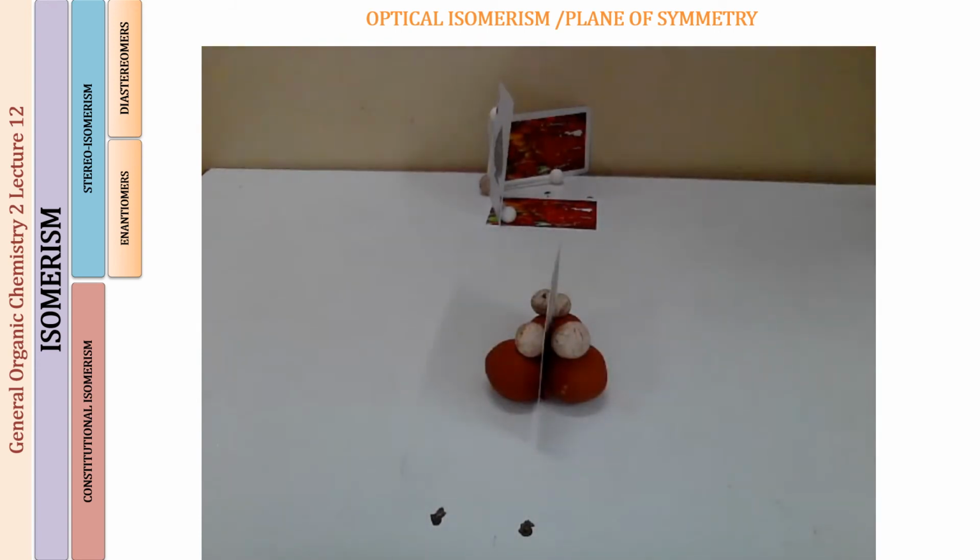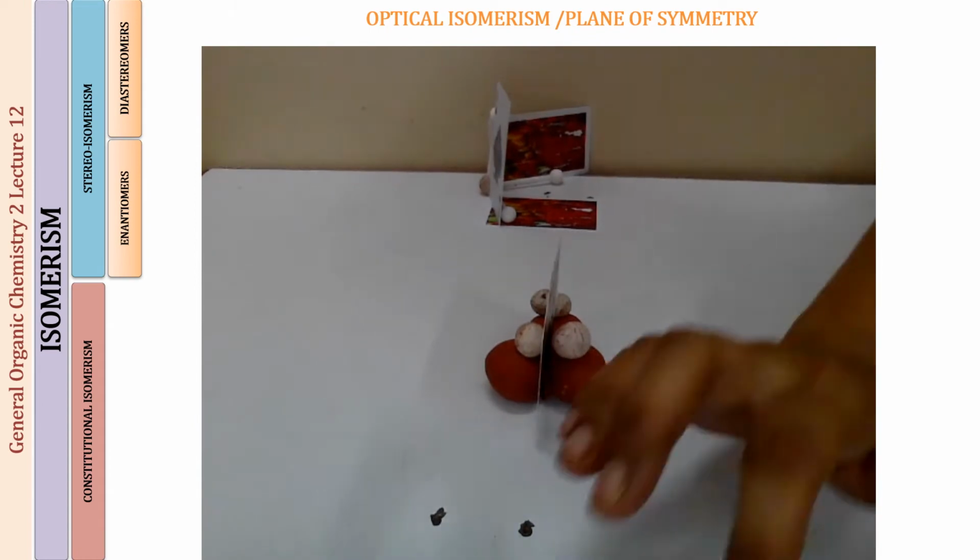So this means cyclopropane is going to be an achiral molecule and it will not show optical activity. With this understanding in mind, let us study and see the various planes of symmetry in the diagrammatic representation of the molecules.